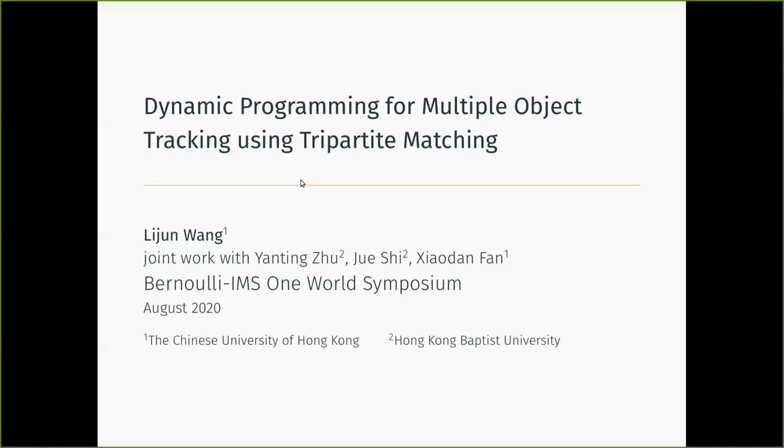Here I put 3 keywords in my title. I'm working on multiple object tracking, and I propose a tripartite matching, which is solved by dynamic programming.